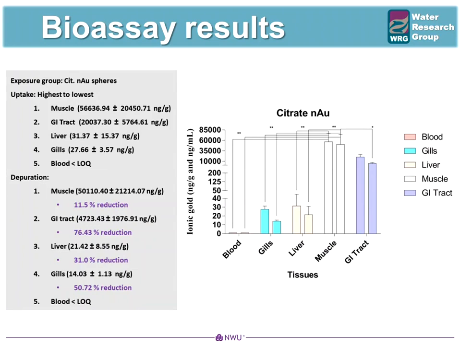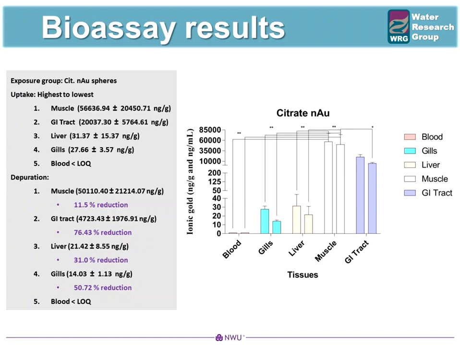If we have a closer look at the group exposed to the citrate nanogold spheres, uptake occurred from highest to lowest in the muscle, GI tract, liver, gills, and blood. Interestingly enough, there was almost no gold found within the blood in both treatment groups. And if we look at the depuration, one defining difference was the reduced ability of the muscle to undergo sequestration in comparison to the previous treatment, where only 11% was reduced, and the GI tract, as with the previous treatment, underwent a reduction of 76%.